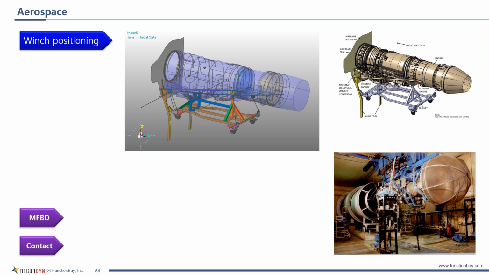Unfortunately, we could not obtain the video from the company that performed this analysis. However, as shown in the figure, a dynamic analysis model can be created to consider the required movement path during engine assembly. Through this analysis, we can optimize the precise placement and orientation of the winch as well as the shape of the guide rail.